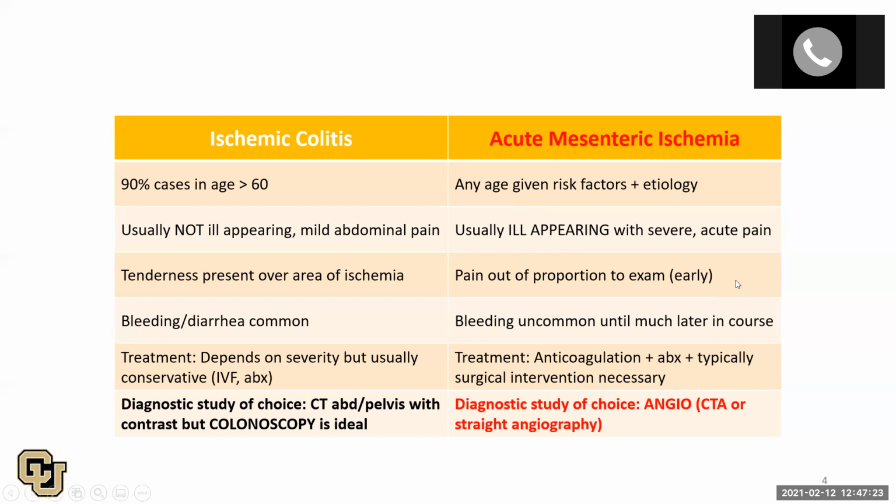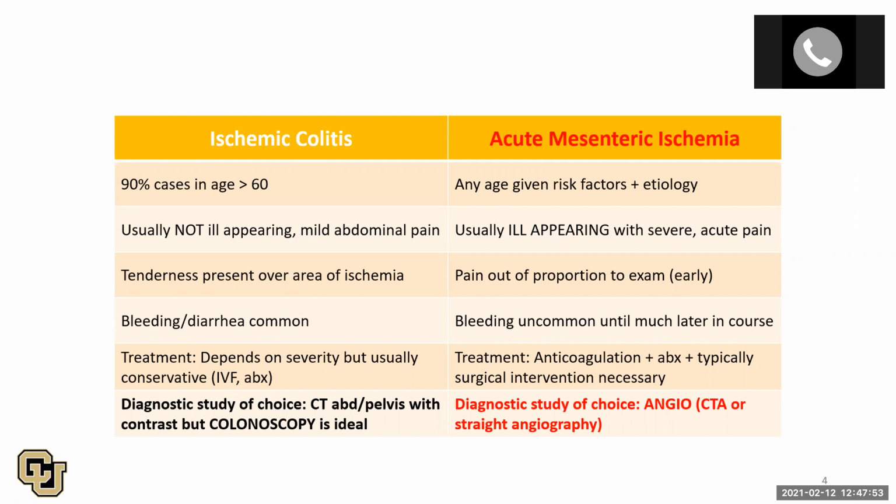You really don't want to let this disease get into the later phases because the mortality is quite high, so we've got to catch it early. Bleeding is uncommon until much later in the course, but a lot of the bowel has died by then, and so again, we don't want to get to that stage. The treatment here is multifold. You're going to anticoagulate these patients. The number one etiology is the SMA thrombus or embolus, right? So you want to anticoagulate these patients.